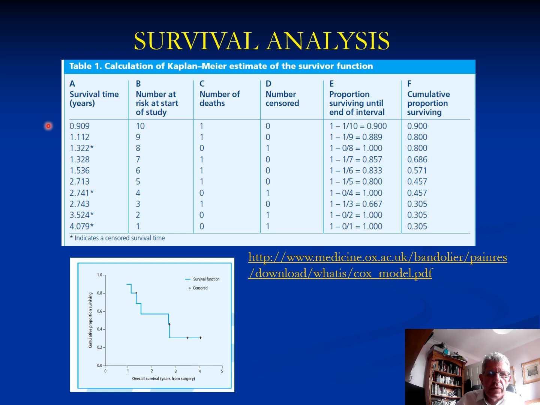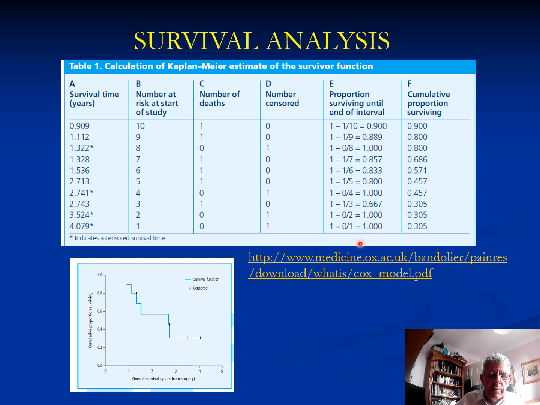So if we have a look at the first row, we can see that 10 people entered the study, and during the first period of time, 1 person died, and so we can calculate the proportion surviving until the end of the interval, which is 0.9. In the second row, we see the probability of surviving at 1.112 years, and that's given by multiplying the cumulative proportion surviving by the proportion surviving at this interval, and so on as we go down the table.